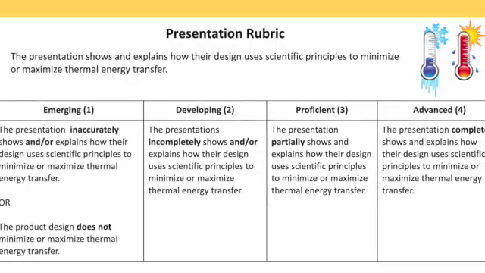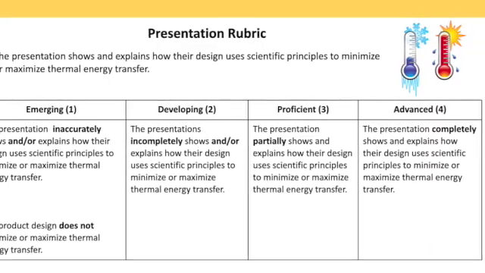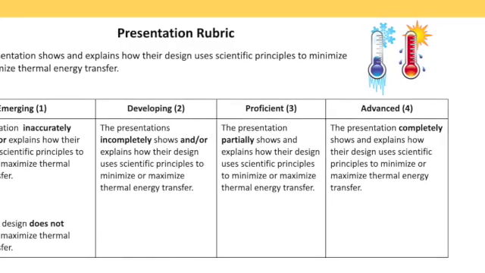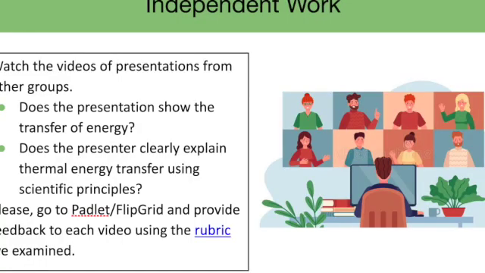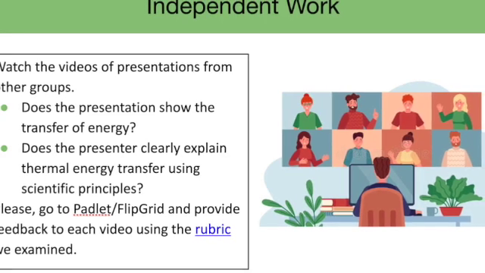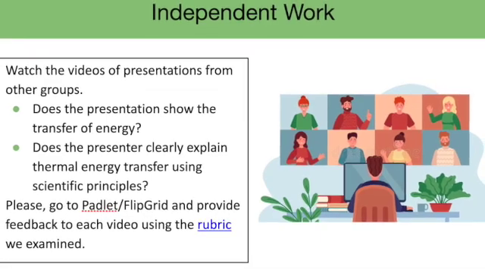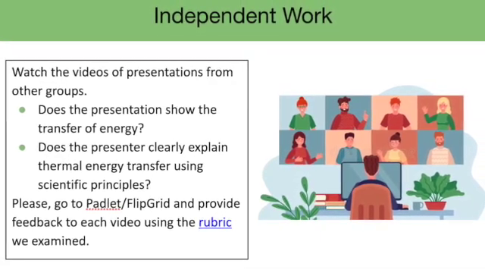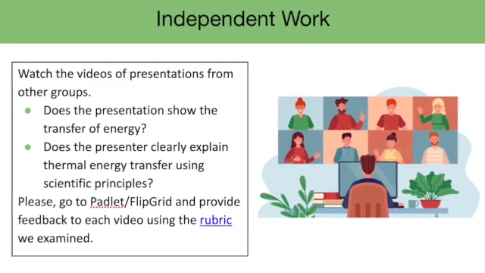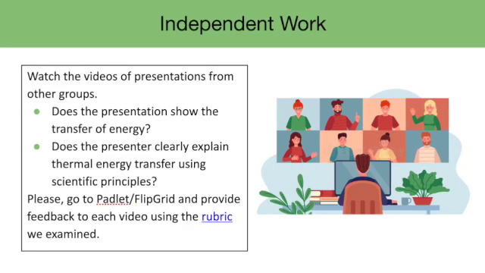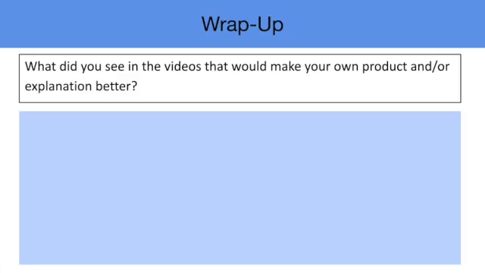A separate video included with the slides for day 61 goes into more depth about each of the rubrics for the culminating project, especially on the individual project side. The main focus for students is how well groups explained how their product minimizes or maximizes thermal energy transfer using the scientific concepts that they've learned throughout the unit. Students should provide feedback using the rubric, writing their feedback on the videos posted to Flipgrid or Padlet. Once again, to wrap up that day, students can use each other's work as an opportunity to improve their own work.